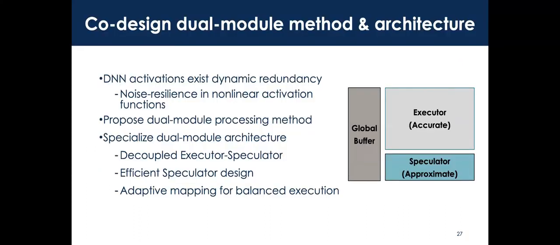To summarize, we propose a co-design that leverages the noise resilience in DNNs to exploit dynamic activation redundancy elimination. With the dual module processing method, we specialize the accelerator architecture with decoupled executor and speculator design. The overhead of the speculator is small, and we propose adaptive mapping to achieve balanced execution.